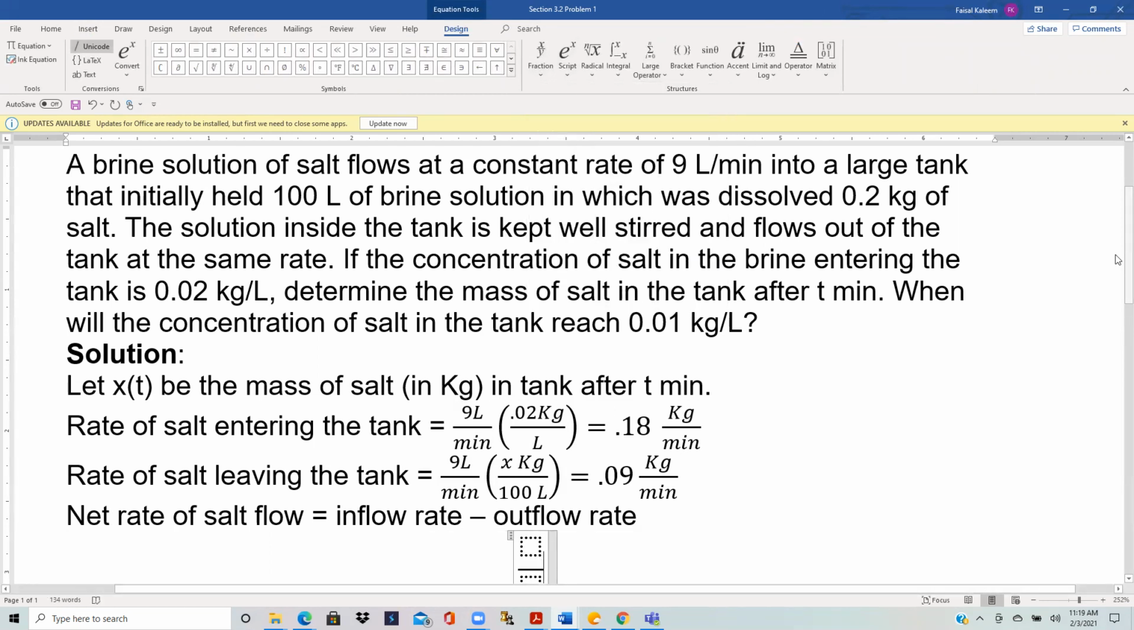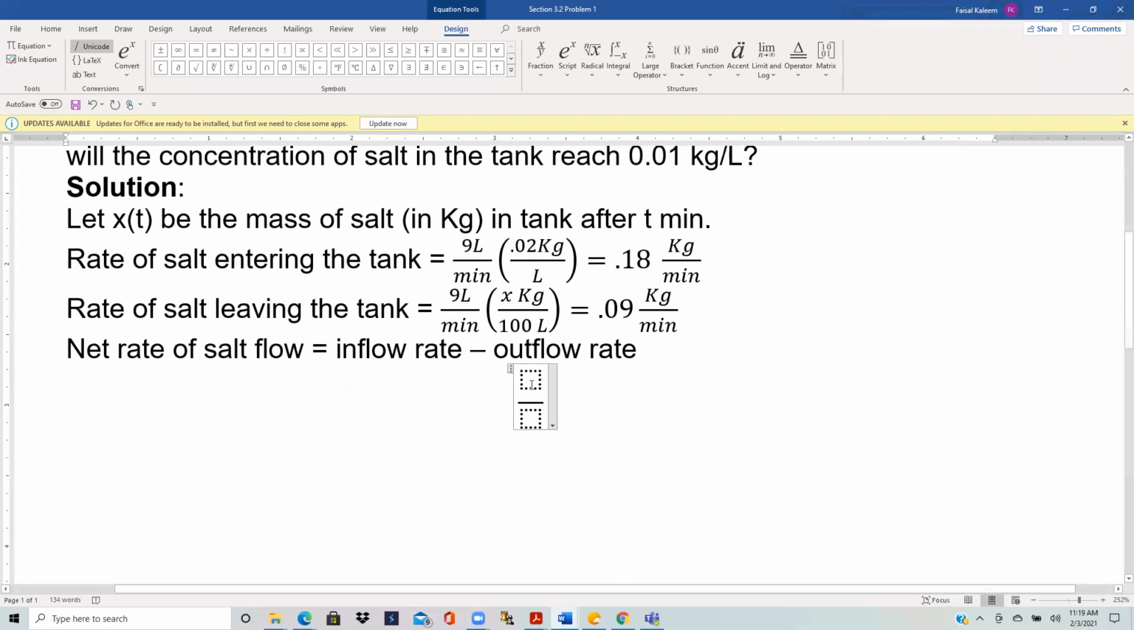We have dx by dt is the net rate, because x is the amount of salt and t is the time. So the rate of flow of salt will be dx by dt. So the net rate is the inflow rate minus the outflow rate. So the inflow rate is 0.18.